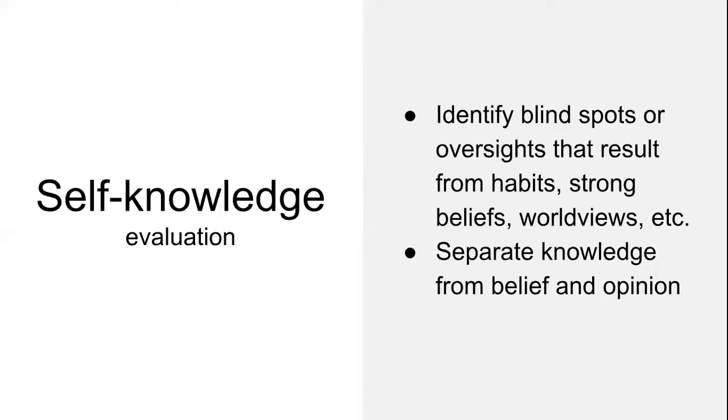And then the last category is self-knowledge or metacognition. And this is things like identifying blind spots or oversights that result from habits, strong beliefs, worldviews, and things that we have. And also separating knowledge from belief and opinion are some of the things that need to come out, right? What's the difference between something that is coming from your personal experience and something you might have experienced, versus what's statistically significant or common, that sort of thing.